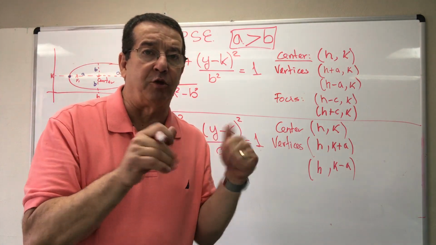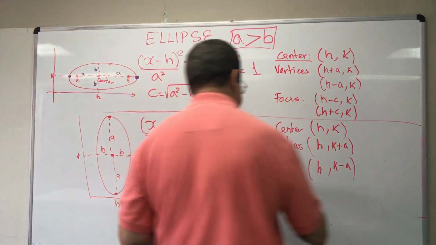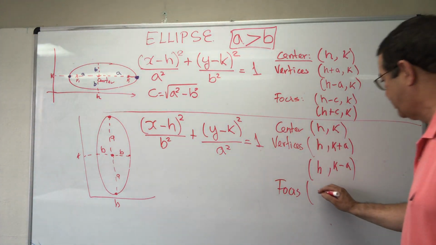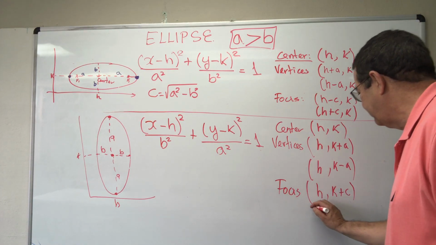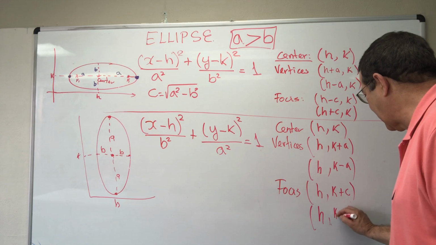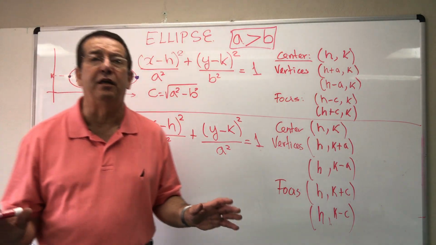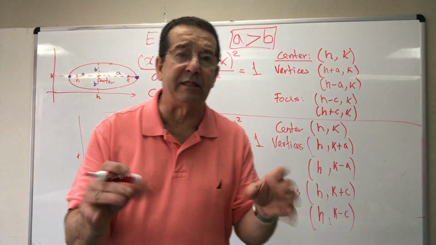But now pay attention to me. Okay? We continue now. The first is (h, k + c) and (h, k - c). And this is all the information you need to solve any problem about the ellipses on the quiz and the assessment.